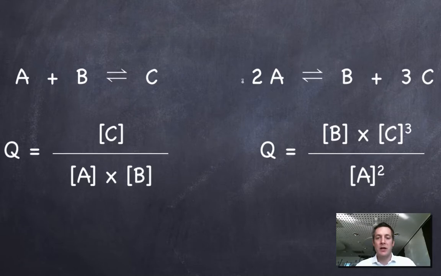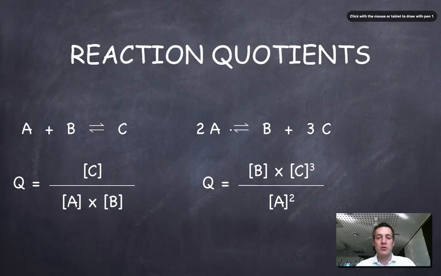And if we had a look at a reaction that had some coefficients in it, let's say 2 A's turning into a B and 3 C's, then the reaction quotient would be the concentration of B multiplied by the concentration of C cubed, because of this 3, divided by the reactants, which is A, but in this case squared because we had a stoichiometric coefficient of 2.